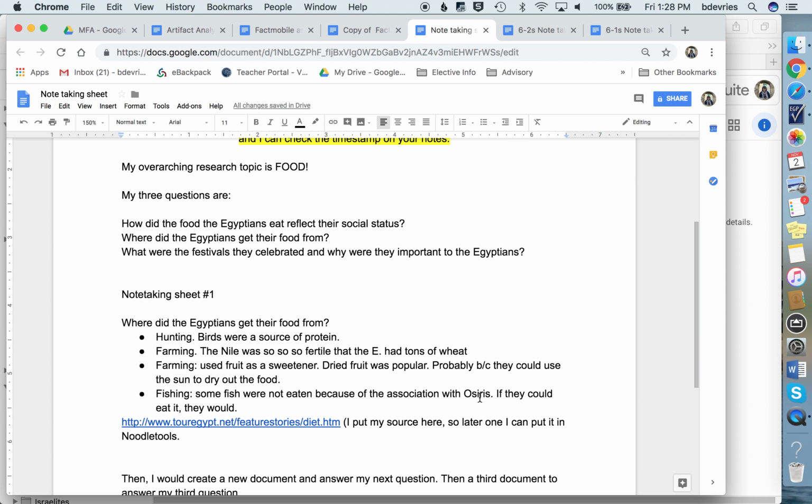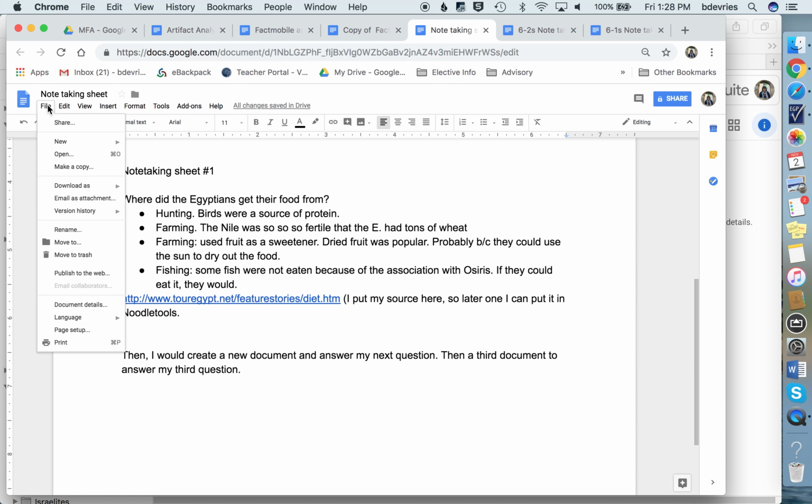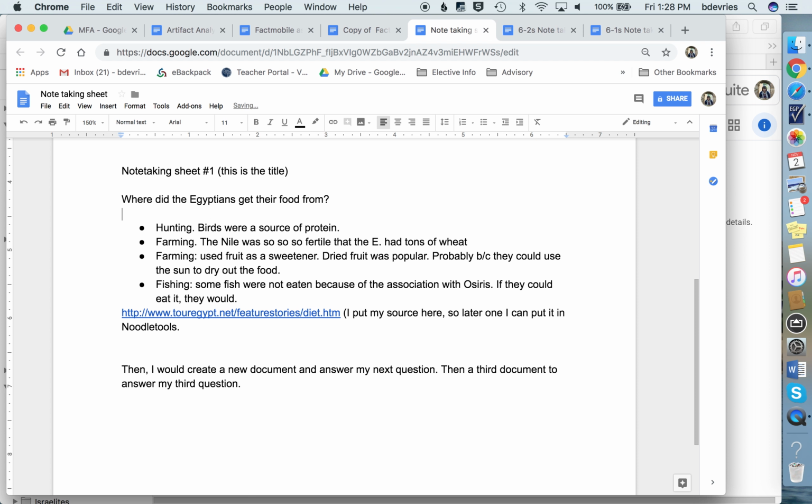My note-taking sheet is going to look like this. I'm going to make a new document. It's going to go where? It's going to go in my FactMobile project folder, right? Which you have created for homework over this past weekend. So my note-taking sheet looks like this. Note-taking sheet number 1, I'm going to title it. This is the title.